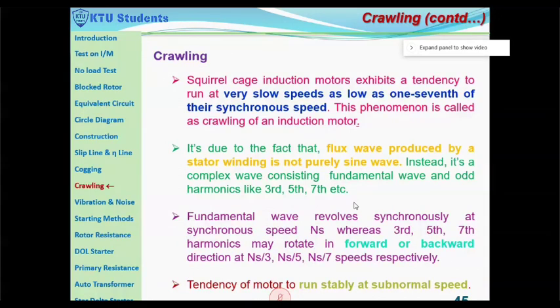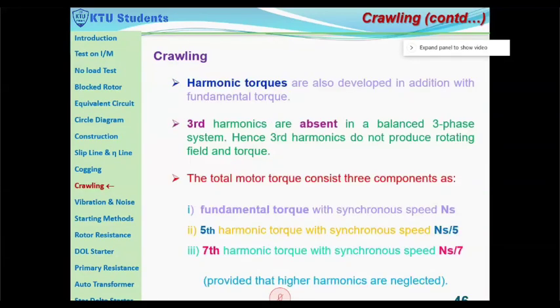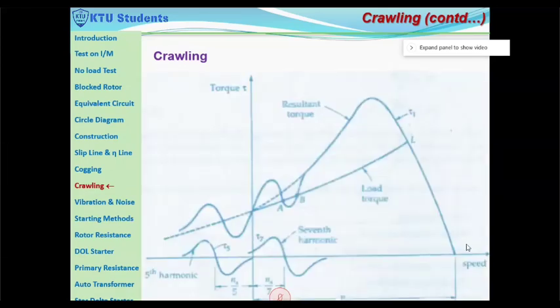So the tendency of the rotor to run stably at a subsynchronous speed is known as crawling. Here the harmonic torques will be developed, and the total motor torque consists of three components. One is the fundamental torque with synchronous speed ns, the fifth harmonic torque with synchronous speed ns by 5, and the seventh harmonic torque with synchronous speed ns by 7. If you are neglecting the higher order harmonics, as you can see, this is the conventional diagram, and here you are having the seventh harmonic and the fifth harmonic.